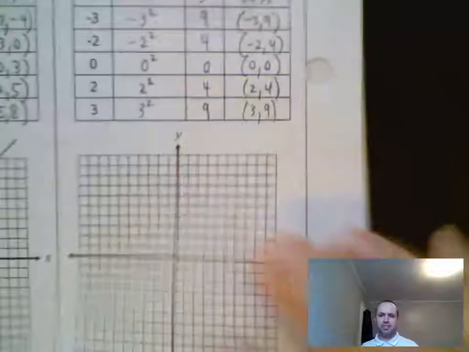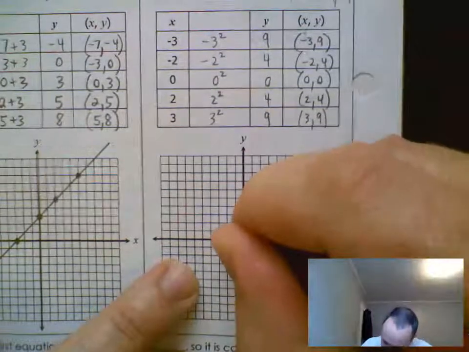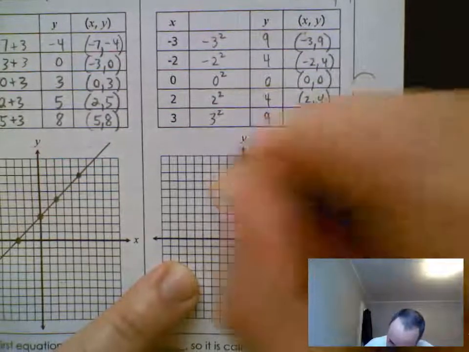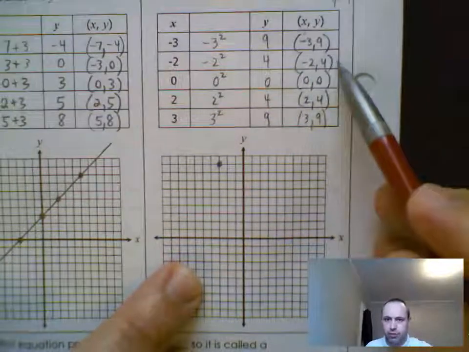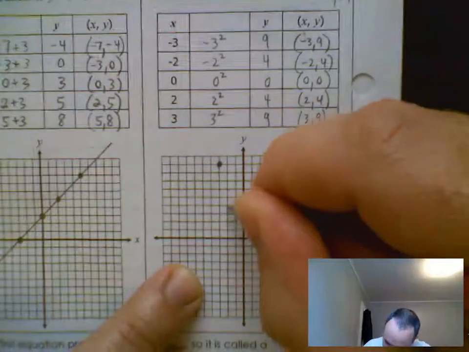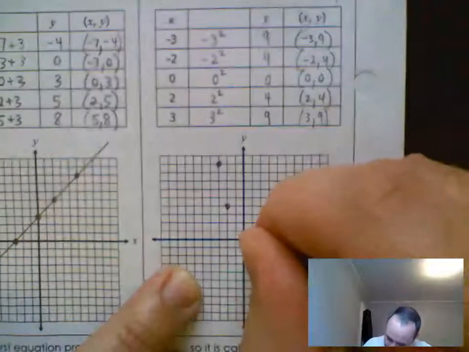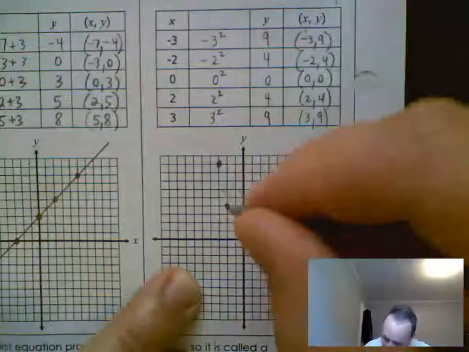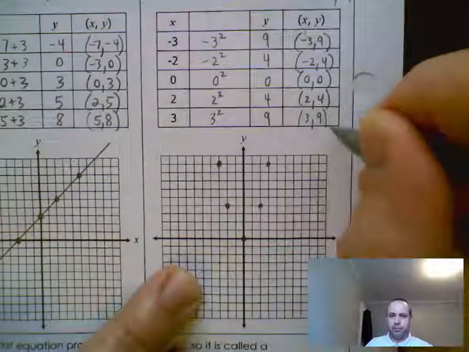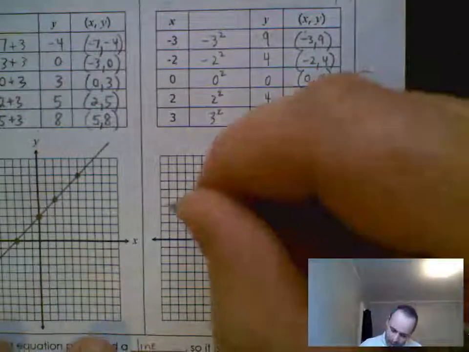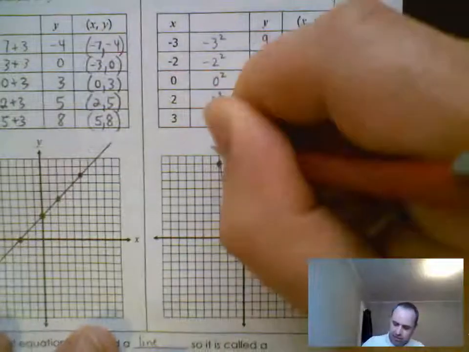So when I plot these points, it's not going to form a line. All right, so let's take a look here. -3, 9 goes there. Then we're going to plot -2, 4. Then we're going to plot 0, 0. We're going to plot 2, 4. And then we're going to plot 3, 9. So this equation gives us something that looks like this.